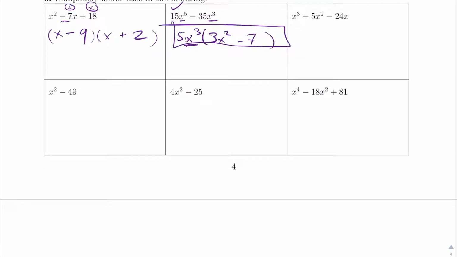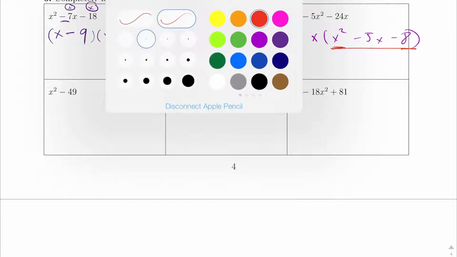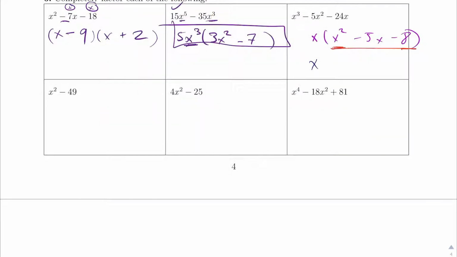For problem number 6, kind of looks like a sum and product, but before you do sum and product, you have to realize that there is a common factor here. They share x in common, so we'll factor out the x that they share in common. And that leaves us with x squared minus 5x minus 8. And now we see we have that really nice sum and product form where we've got x squared alone, we've got a constant here. So we get the x from before. And you have to remember to rewrite that x because it's still part of the problem.